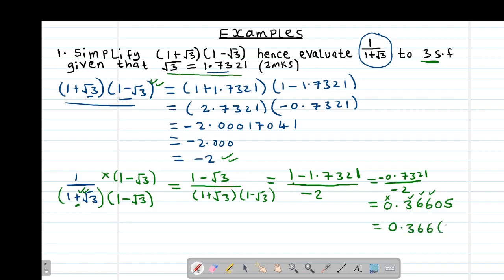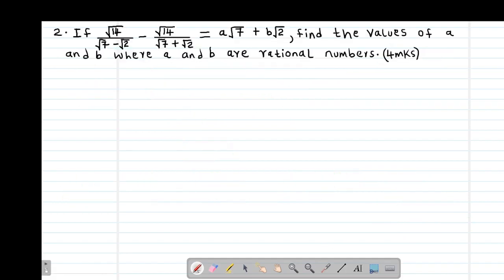6. So this one is correct to 3 significant figures. Then we look at our second example, which reads: if root 14 divided by root 7 minus root 2, minus root 14 divided by root 7 plus root 2, is equal to a plus root 7 plus b root 2, find the values of a and b, where a and b are rational numbers.